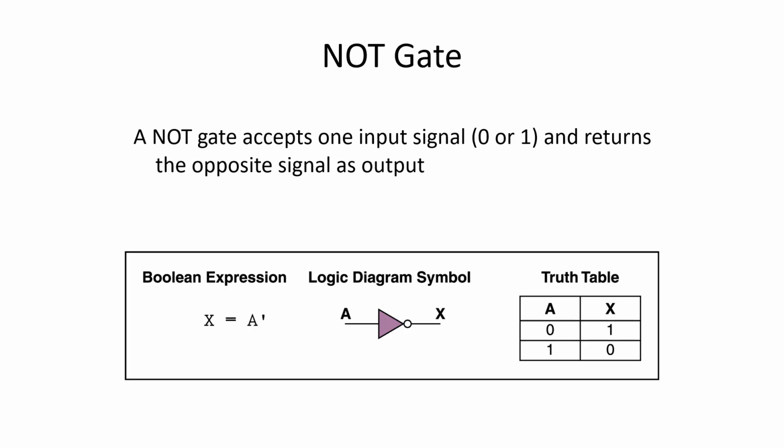NOT gates are used to invert a signal in circuits, such as converting a low signal to high. It is used in combination with other gates to form more complex logic functions like NAND, NOR, and XNOR gates.